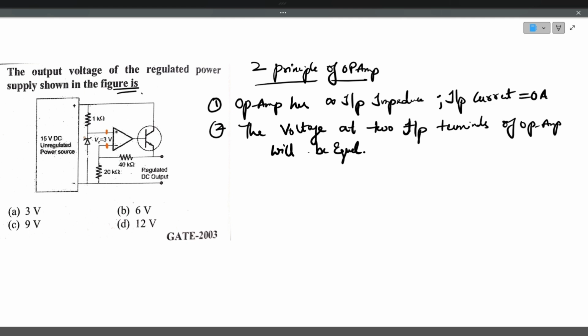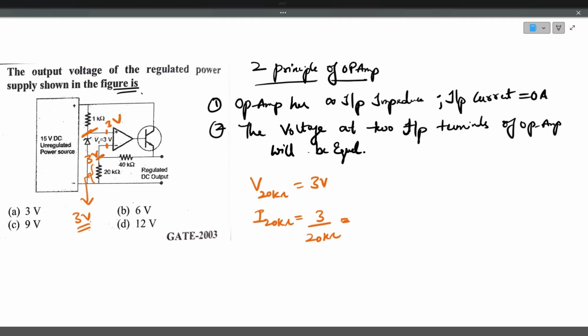Now if you observe carefully, at the positive terminal of the op-amp the voltage is 3 volts. So at the negative terminal of the op-amp it should be 3 volts only. There will not be a voltage difference between these two terminals. So the voltage across this 20 kilo ohm resistor is 3 volts. That is known from this diagram. So the current flowing in this 20 kilo ohm resistor is 3 divided by 20 kilo ohms.